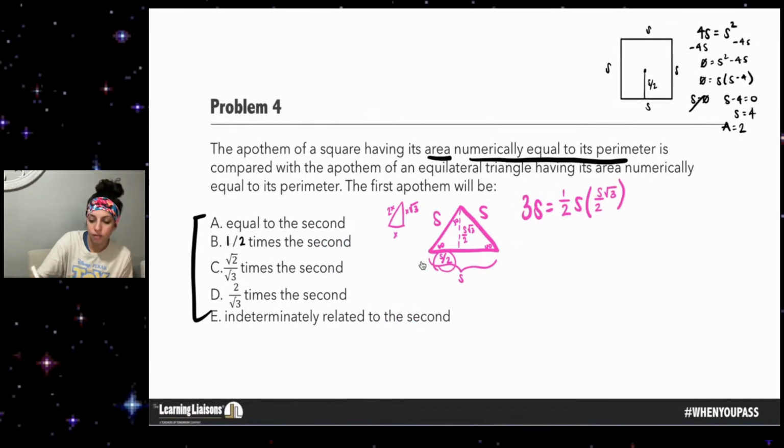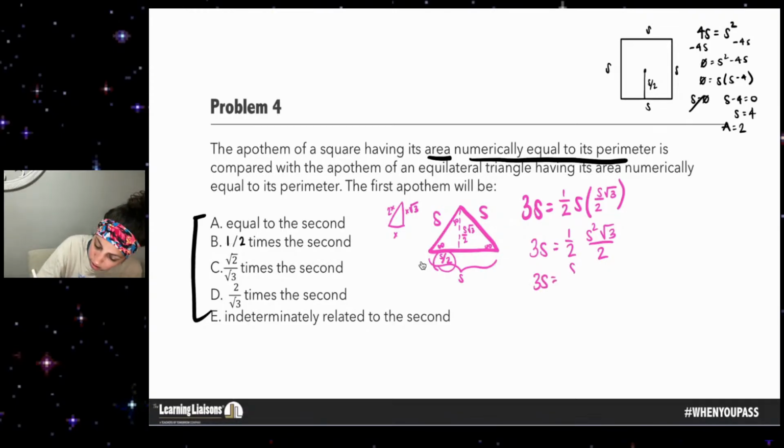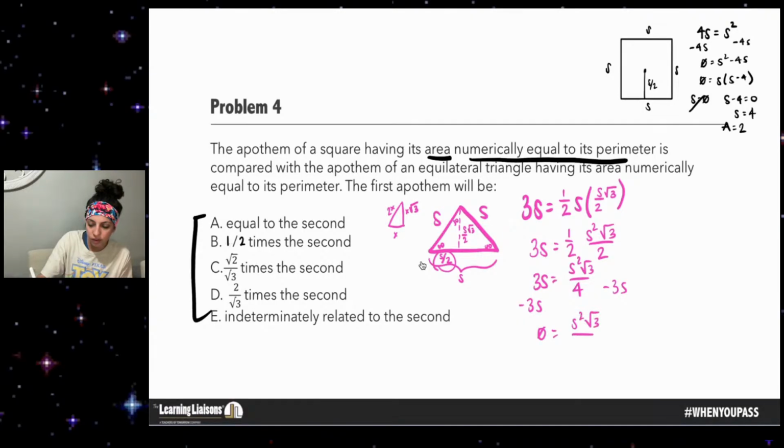Now I'm going to solve. 3S equals 1/2 S squared, square root of 3 divided by 2, which is S squared square root of 3 divided by 4. Yes. Subtract 3S from both sides. 0 equals S squared square root of 3 divided by 4 minus 3S.